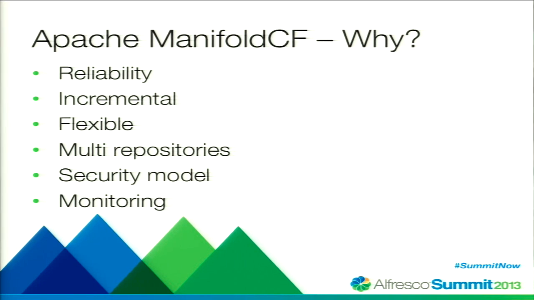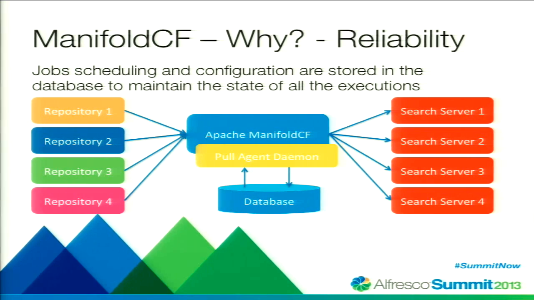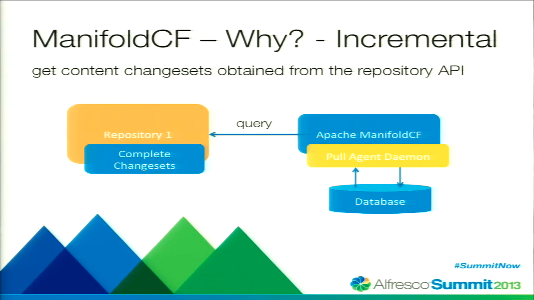So we have some points about Manifold. Reliability, so we can talk about the multi-repositories. So we can start with the reliability. All the operations performed by Apache Manifold are stored in its own database. So we have the daemon that has its own database. Incremental, because we can set some jobs to be performed every day or every hour.